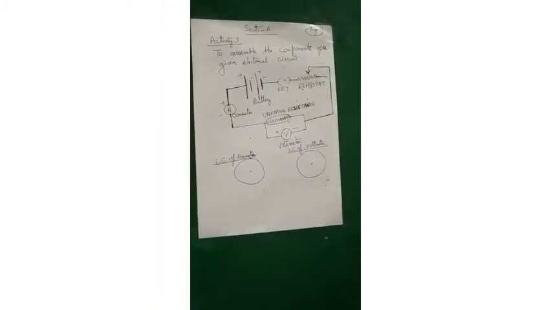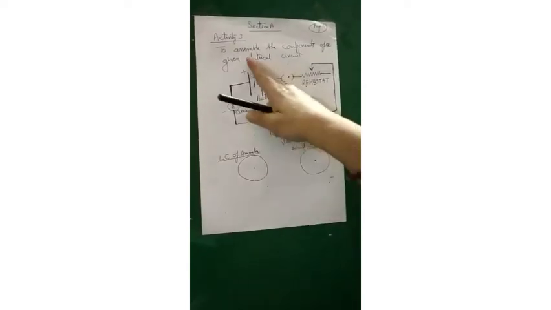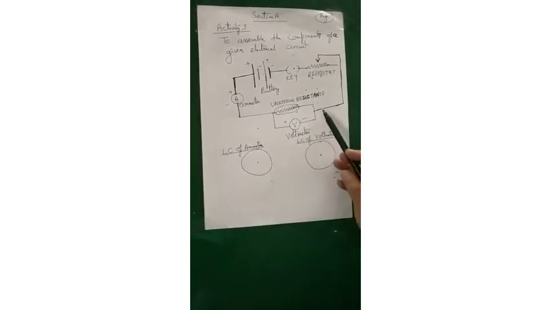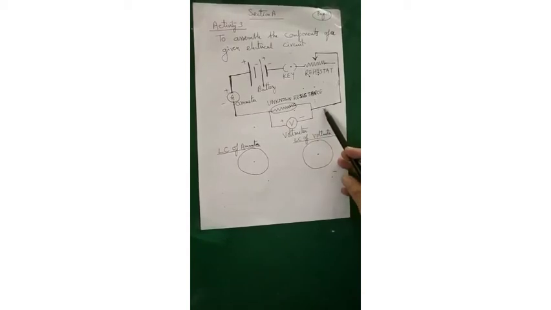Welcome back students. This is our activity 3. Activity 3 is to assemble the components of a given electrical circuit. So we can take any electrical circuit. Now I have taken here the Ohm's law circuit, which you have studied in class 10th.